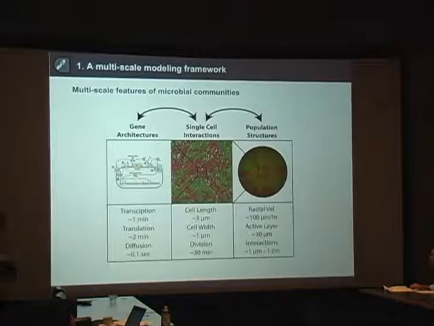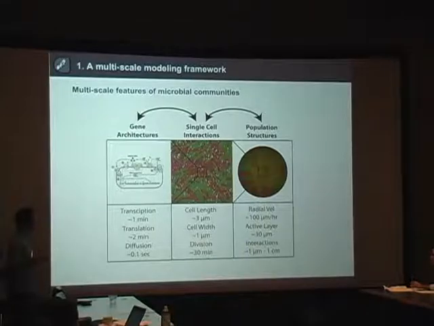So the first thing we did is to create a biophysical modeling framework for bacterial communities. Bacterial communities are actually a multi-scale system. At the single cell level shown here, the bacteria could interact with each other. As I mentioned earlier, they could compete or cooperate, or could harm or could benefit.